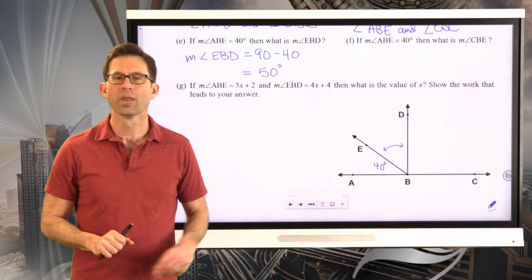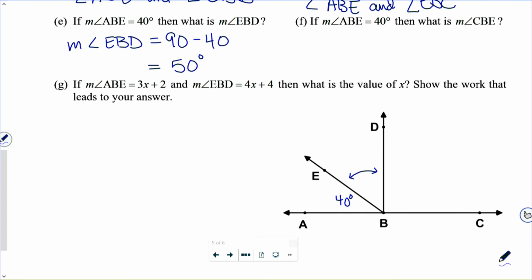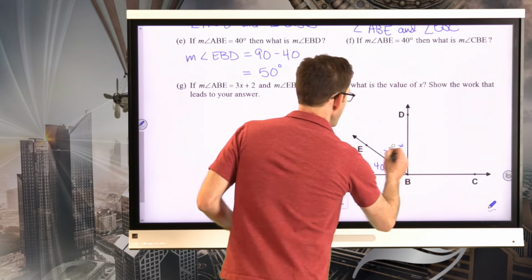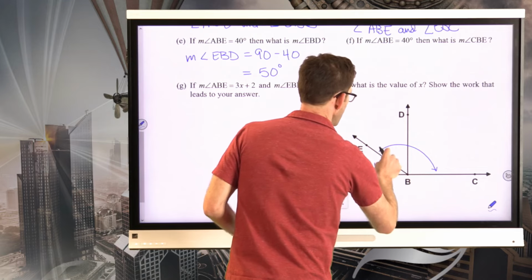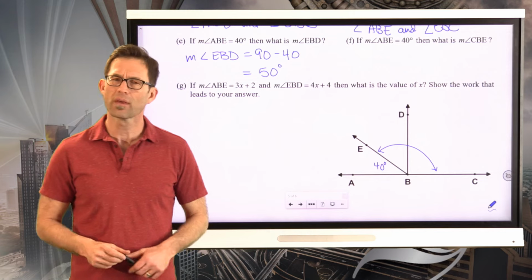All right? Now let's take a look at letter F. If the measure of angle ABE is 40 degrees, then what's the measure of angle CBE? Again, same idea, right? Except now the measure of angle CBE is this angle, right? So pause the video now and think about how you'd find that.